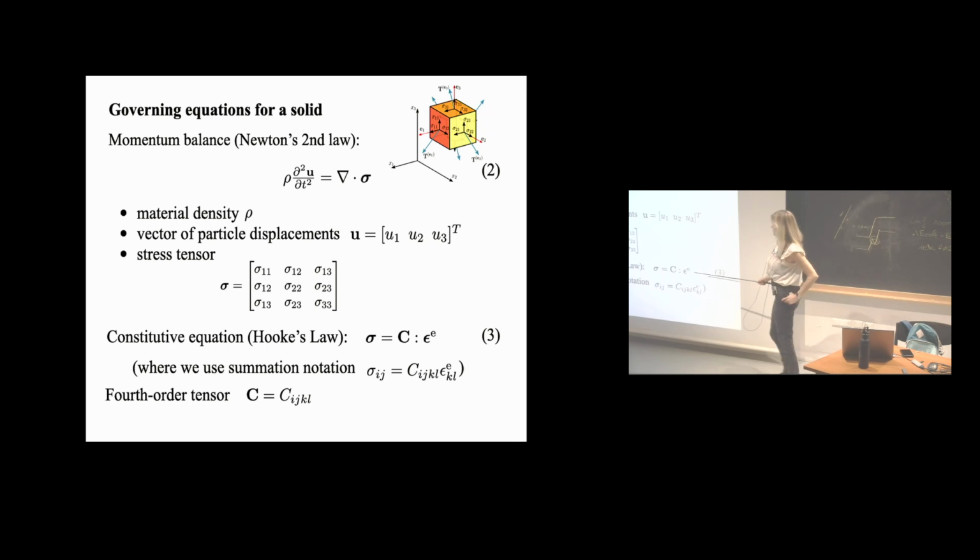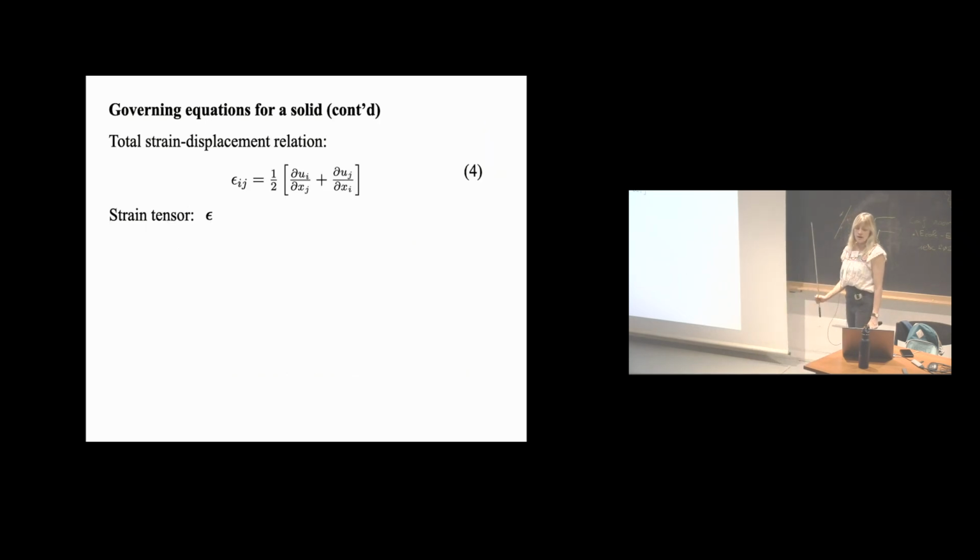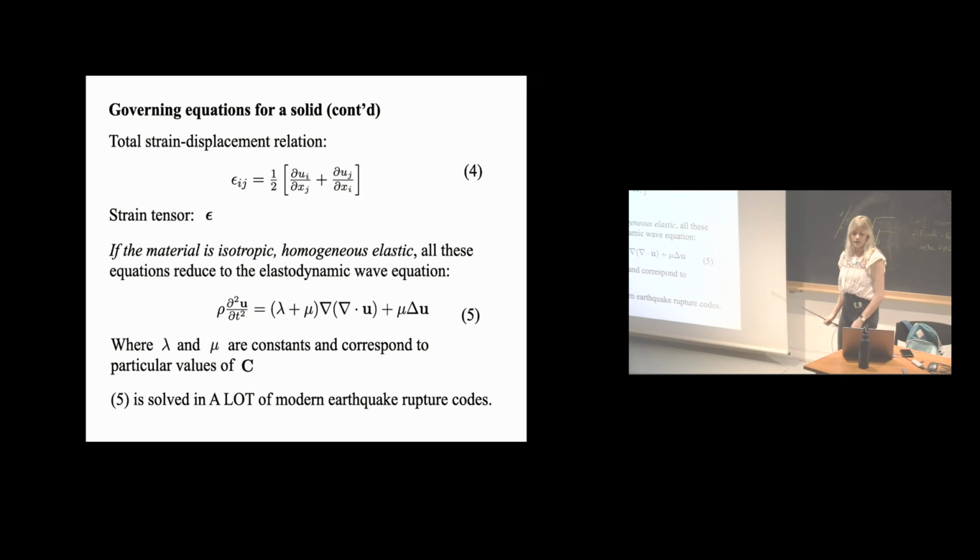So for example, if you assume you have a linear elastic medium, then you just have Hooke's law, where stress is proportional to the elastic strain, and I'm using summation notation. And C here is your fourth-order elasticity tensor. You have a strain-displacement relation. And if the material is isotropic and homogeneous, all these equations reduce to the elastic dynamic wave equation. So this is a partial differential equation that is solved. And lambda and mu are constants that correspond to the Lamé parameter and the shear modulus. And so equation 5 here is solved in a lot of earthquake rupture codes.